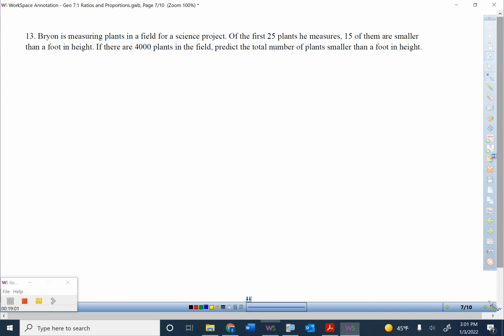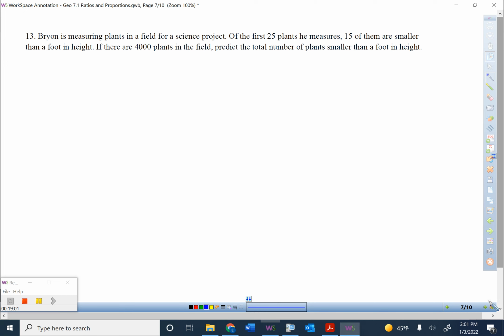Okay, so we can use proportions to solve for unknowns, and we're going to do it here starting with number 13. It says Brian is measuring plants in a field for a science project. Of the first 25 plants he measures, 15 of them are smaller than a foot in height. If there are 4,000 plants in the field, predict the number of plants smaller than a foot in height. So this is kind of like the first 2 problems that we had. We were comparing 2 unlike things, but we're going to do it twice, with one of those pieces being our unknown value. So we need to look through our problem and find 2 different labels that are happening.